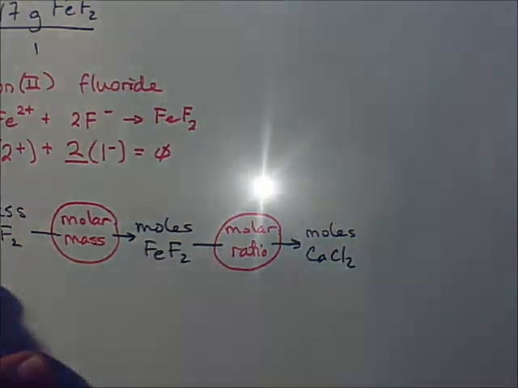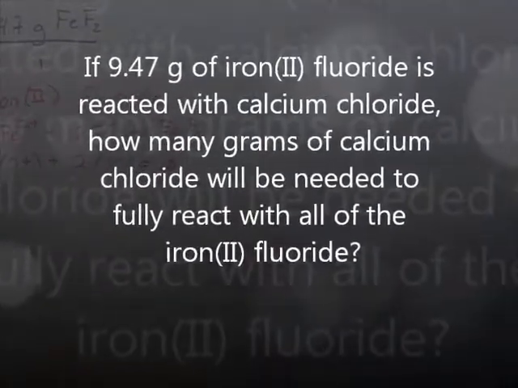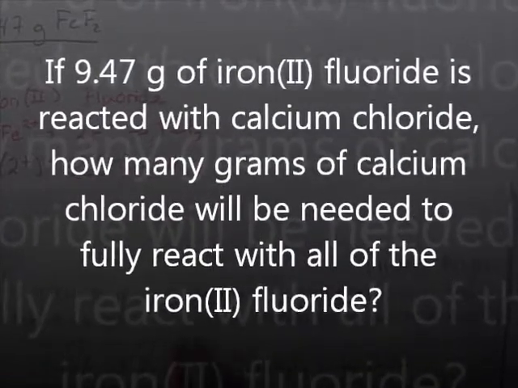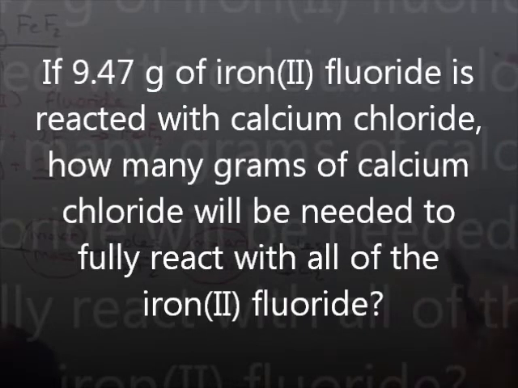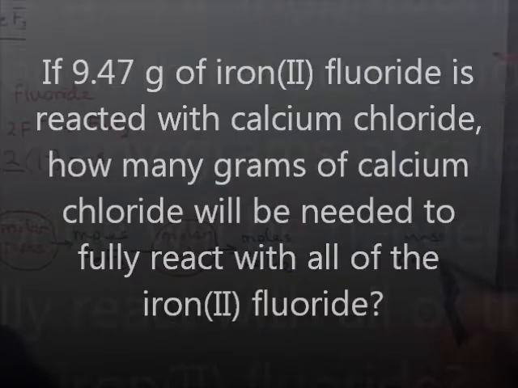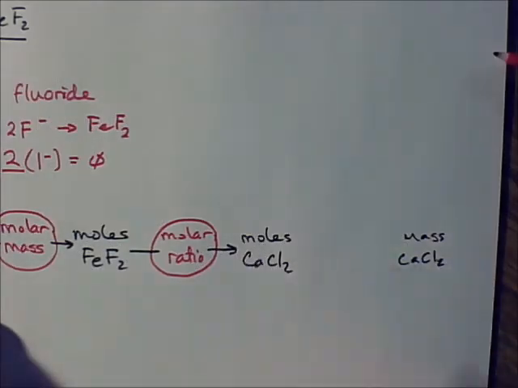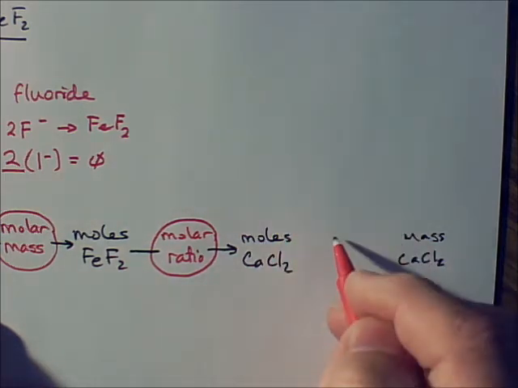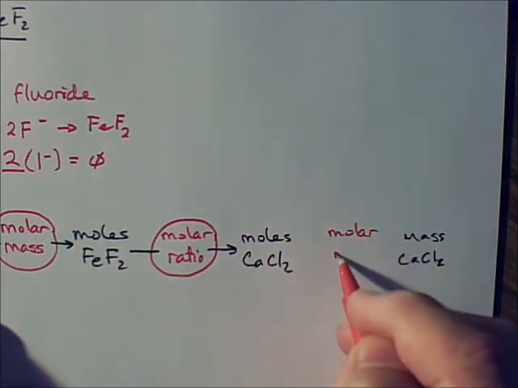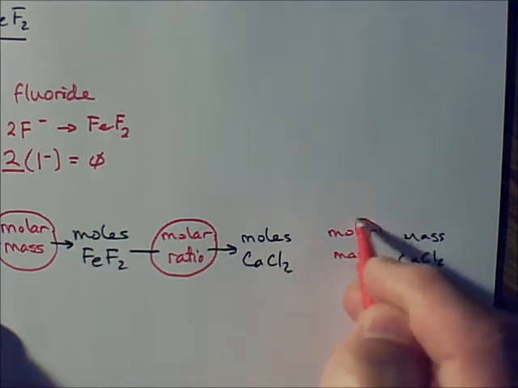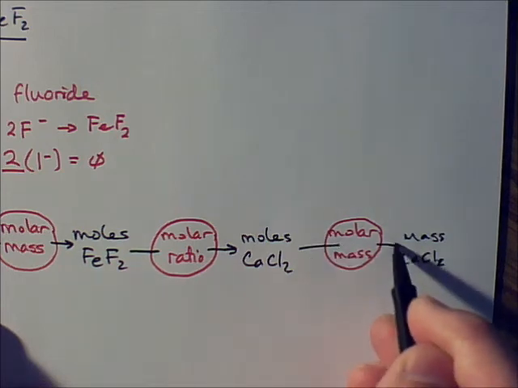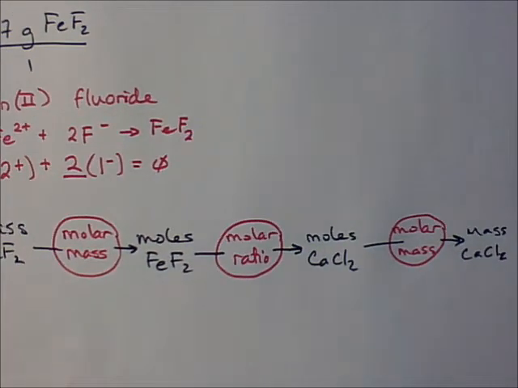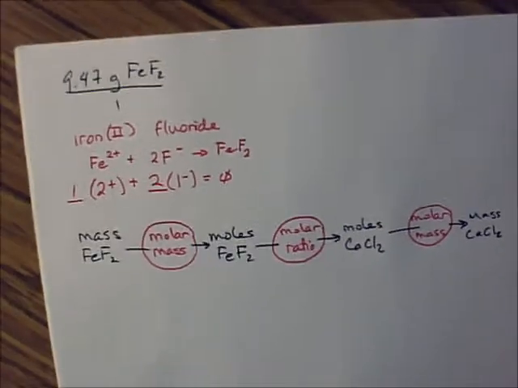Then finally, since the question is asking for how many grams, that's the mass, what we want at the end is the mass of calcium chloride. Anytime we're going from moles to mass, we're going to go through molar mass. So to get from moles of calcium chloride to the mass of calcium chloride, we go through molar mass. And that's the problem solution process for a problem like this.